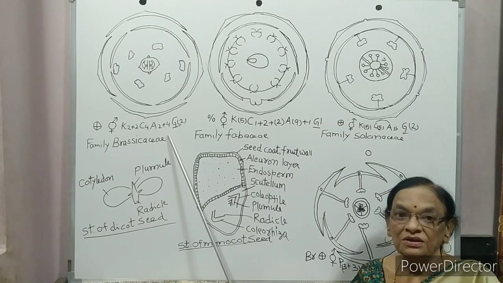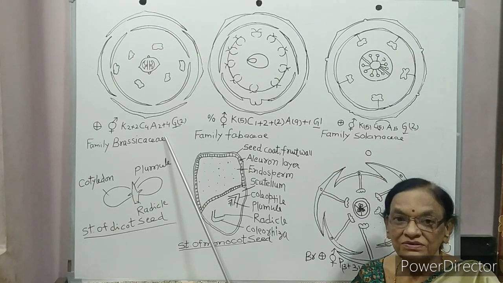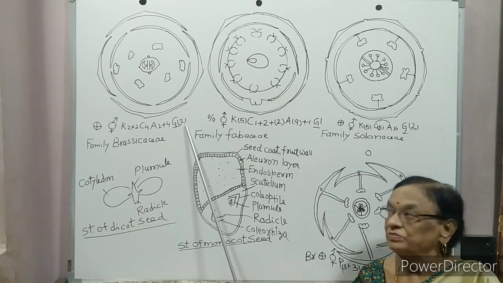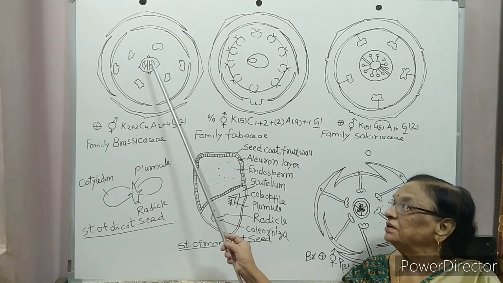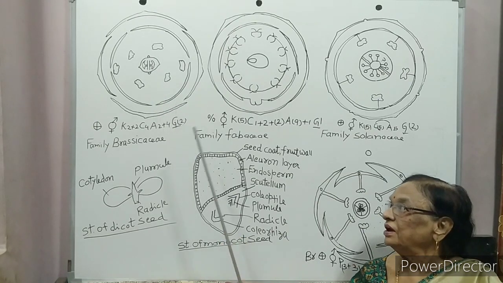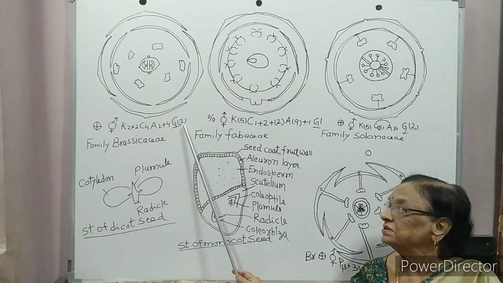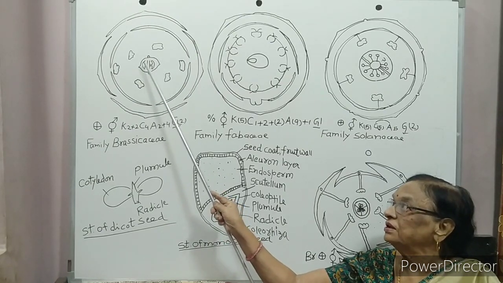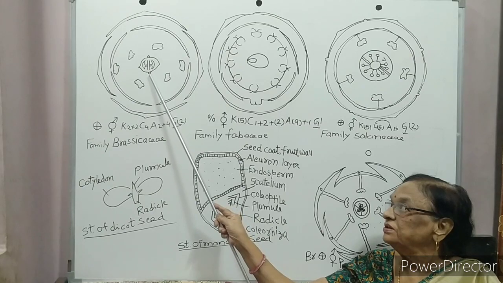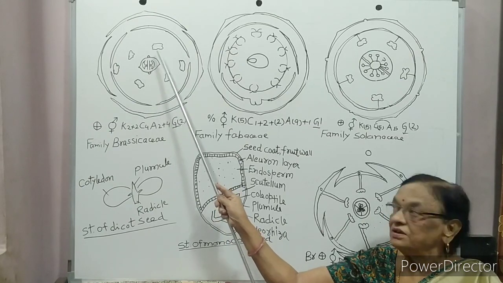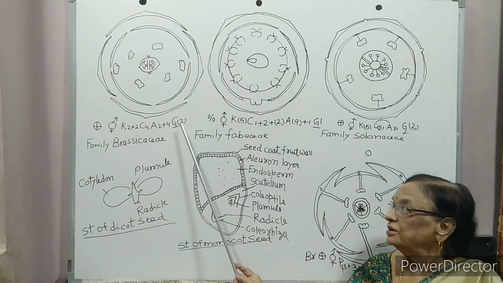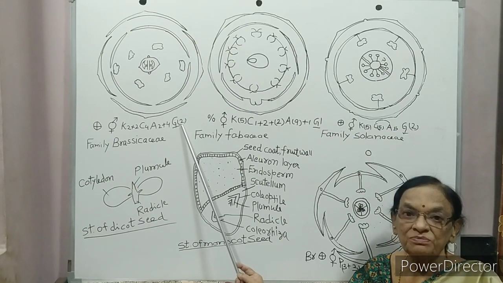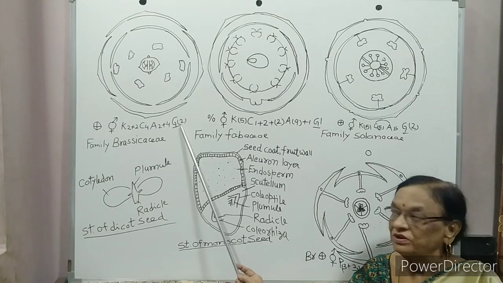Gynoecium superior. To show the superior gynoecium, we draw the line below the gynoecium. 2 means bicarpellary, 1 and 2. And this bracket means carpels are fused. Can you see these two carpels are fused? Fusion is shown like this. So, superior, bicarpellary, syncarpous. Fused carpels mean syncarpous ovary.